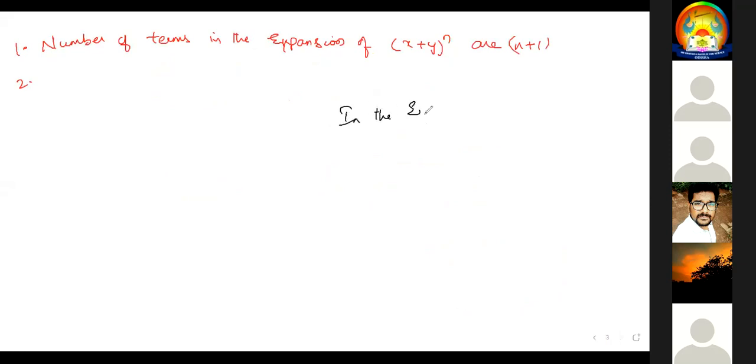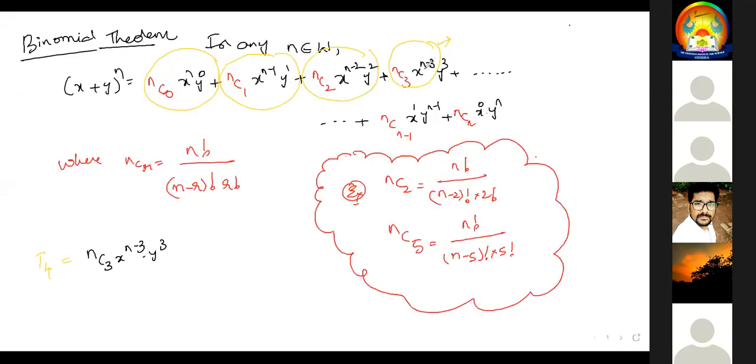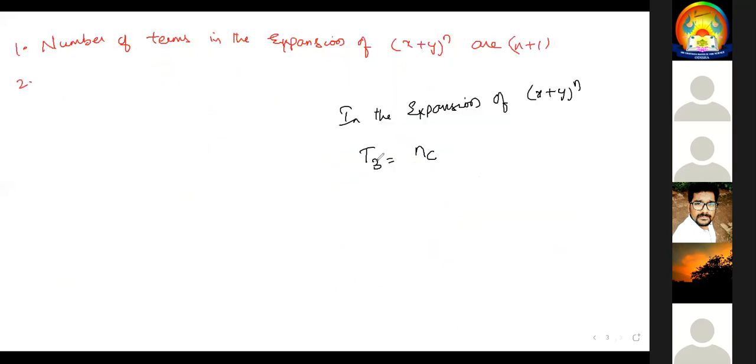In the expansion of x plus y whole power n, the third term is NC2. If you want, go back once. What is the third term? Not the fourth term. The fourth term is NC3 into x power n minus 3 into y power 3.